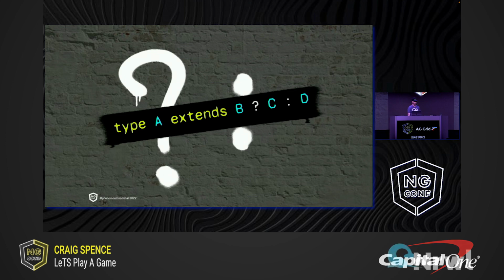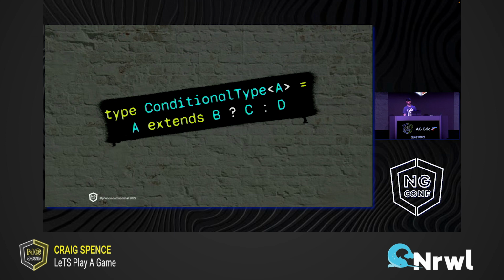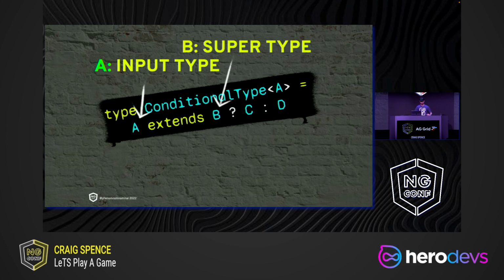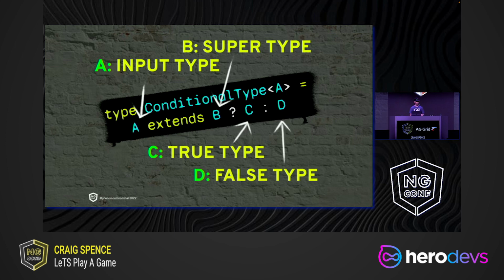Conditional types let us make decisions based on the state of our types. Conditional types are always written in the form A extends B, then C else D, where A is some input type, B is some supertype to check the condition against, C is the result if A does extend B, and D is the result if A doesn't extend B.